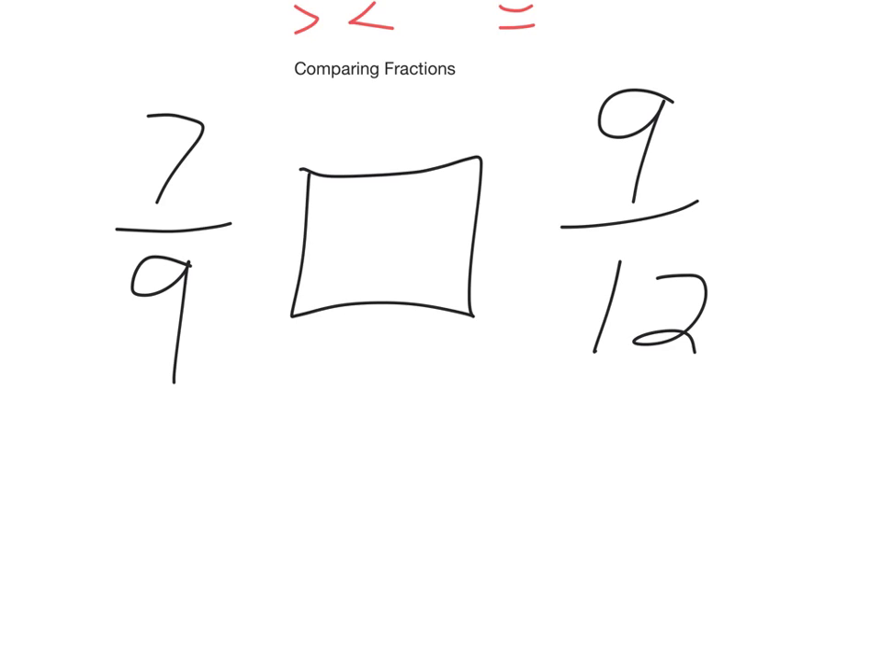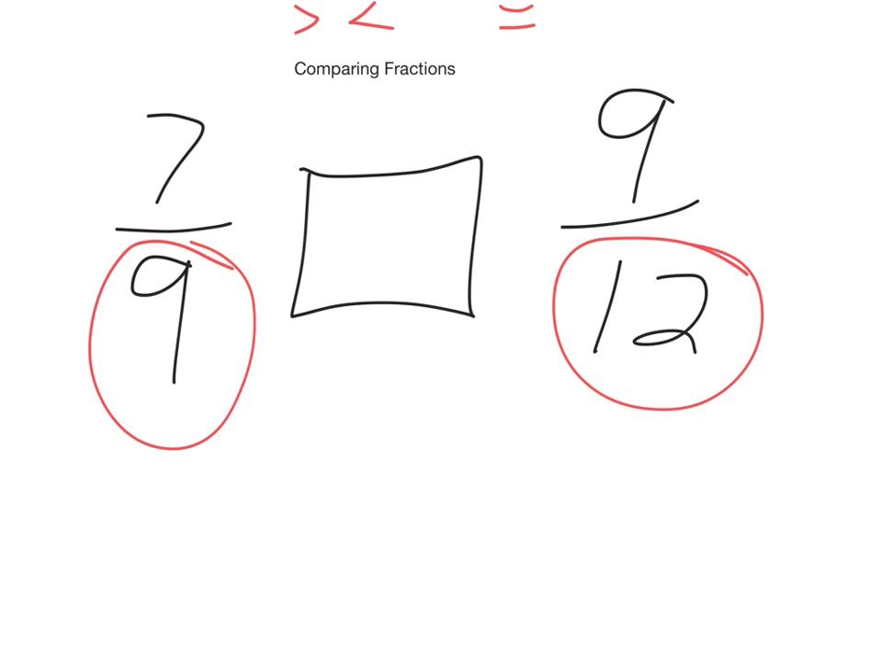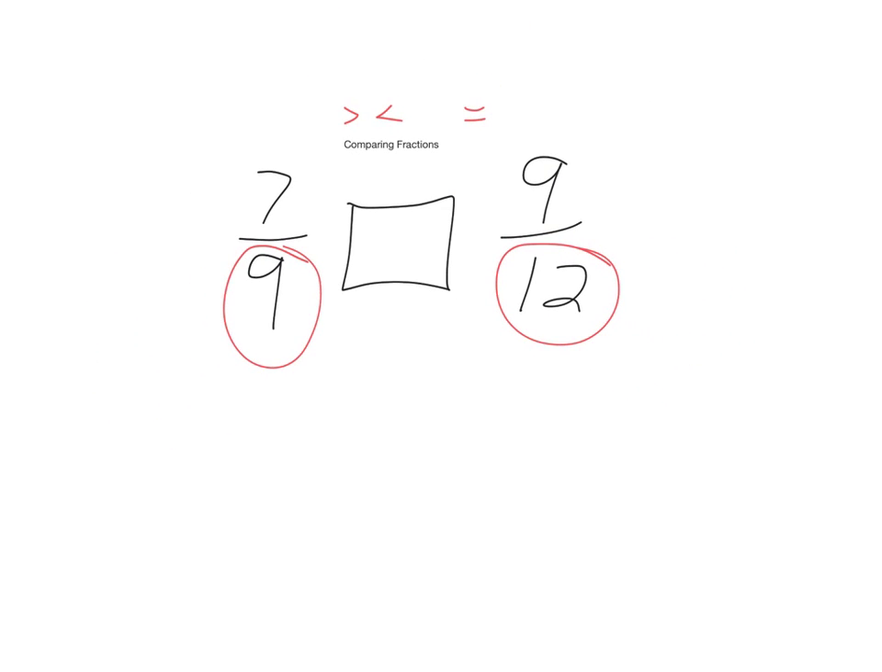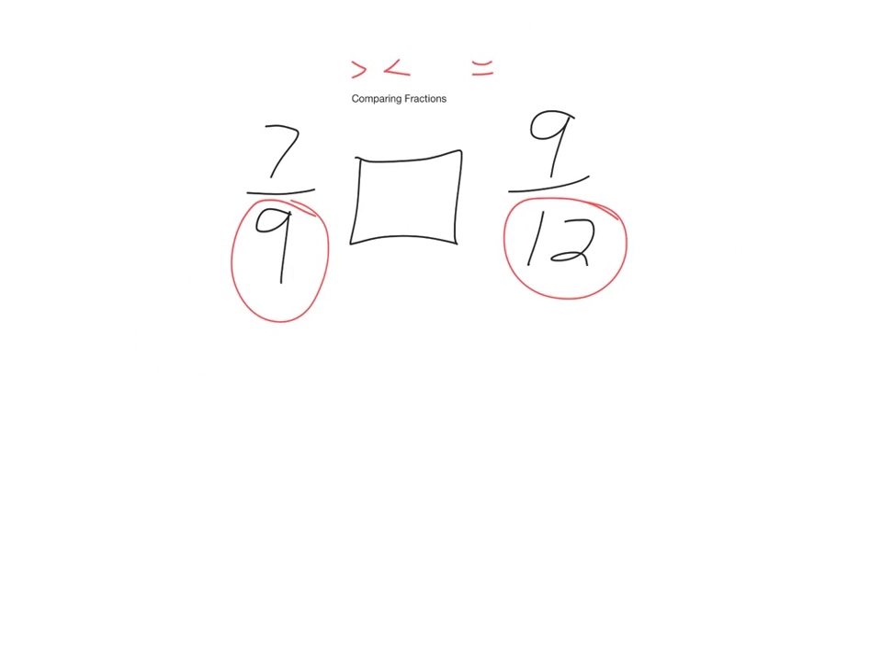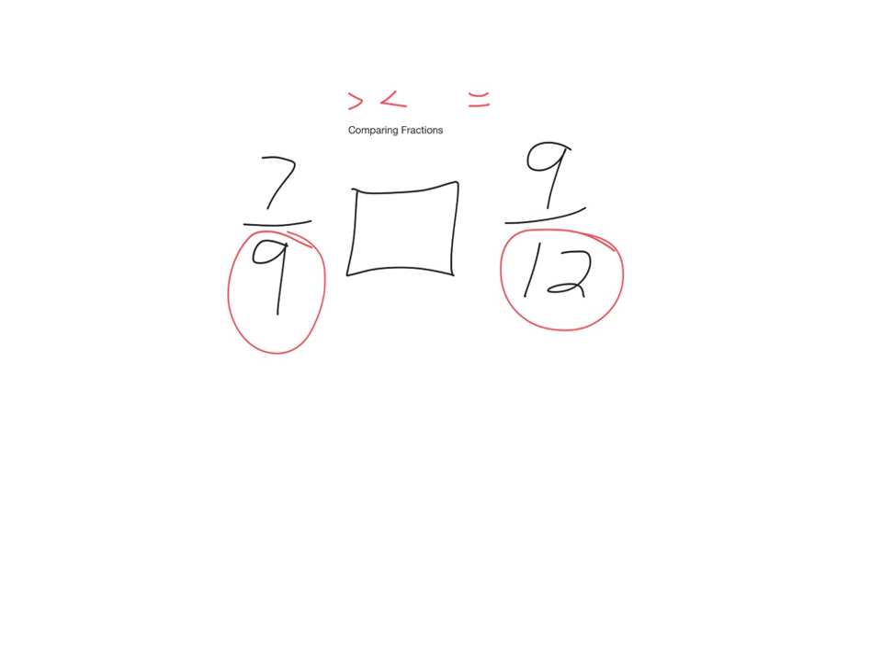Now, the thing is, we cannot be using the comparing signs unless the denominators are the same. Got it? Are they the same? No. So if that's the case, we're going to have to make them the same, okay? Now, 9 and 12 have a number in common, right? Remember back when we were doing GCF and LCM, what do 9 and 12 have in common that you can multiply to come up with? What's a common multiple they have?